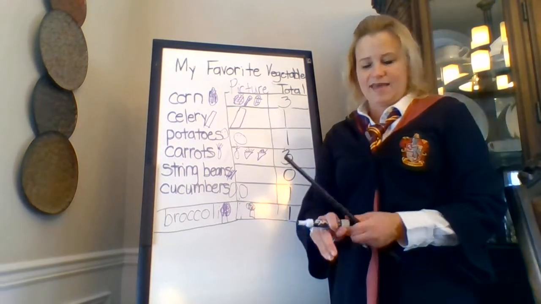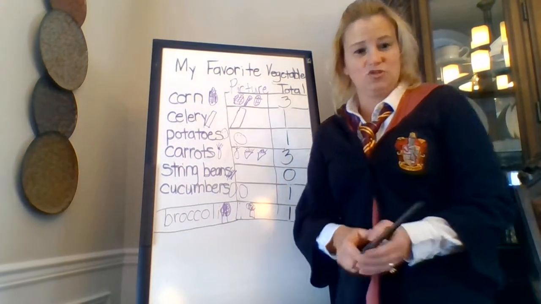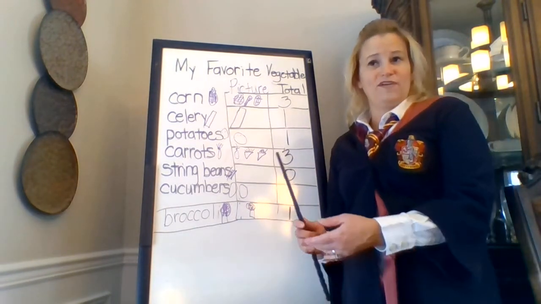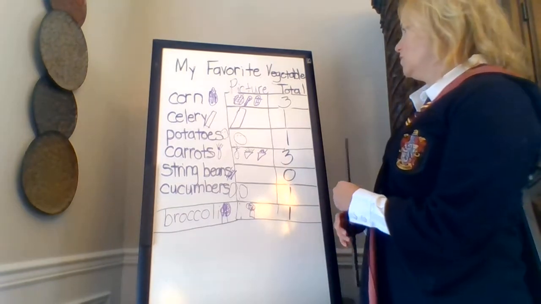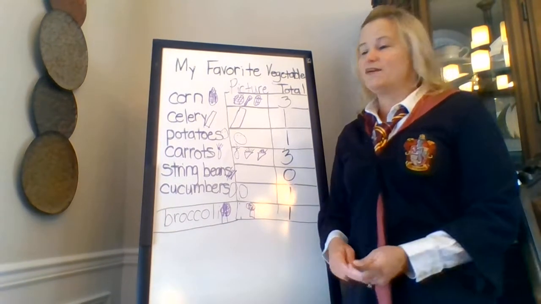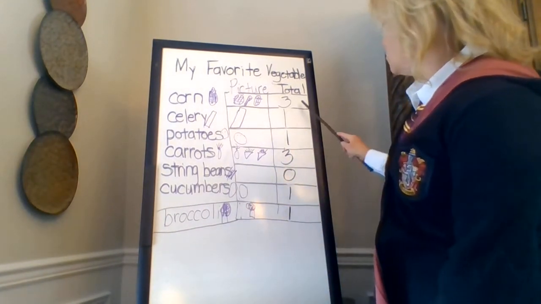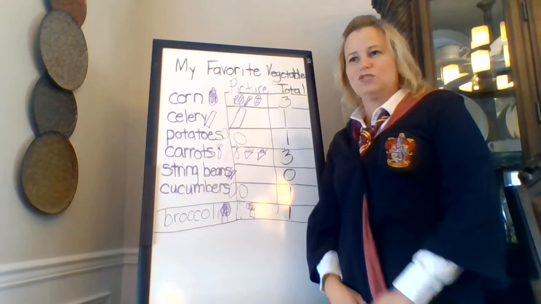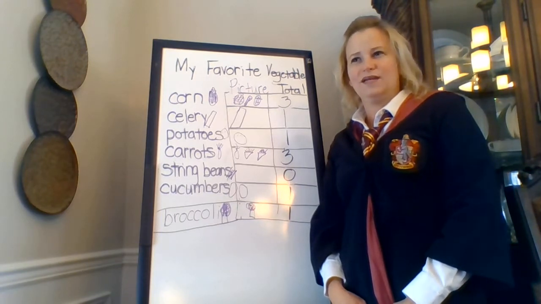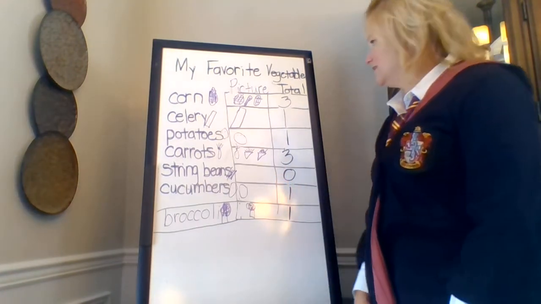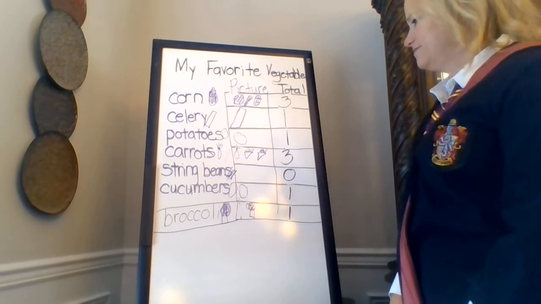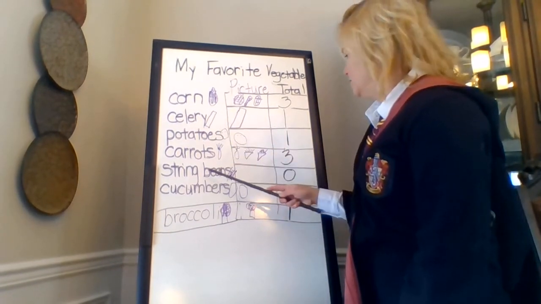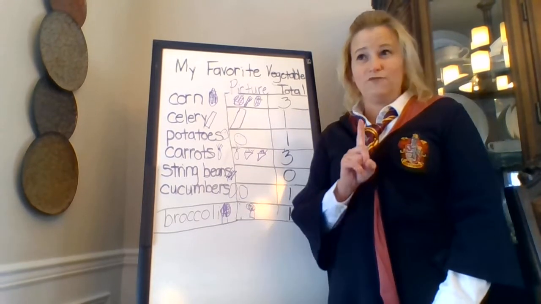So now again, I can use this information to answer some questions. What was the most popular vegetable in my class, boys? Corn and carrots. It was a tie, because they both have 3. And after that, what was the next most popular vegetable? A 4-way tie between celery, potatoes, cucumbers, and broccoli. They all got 1 vote, so they're a tie.